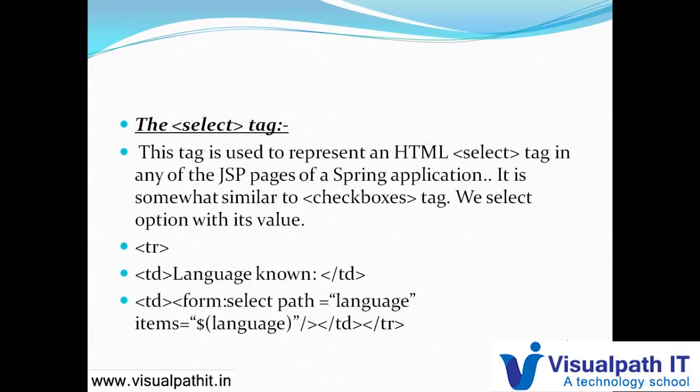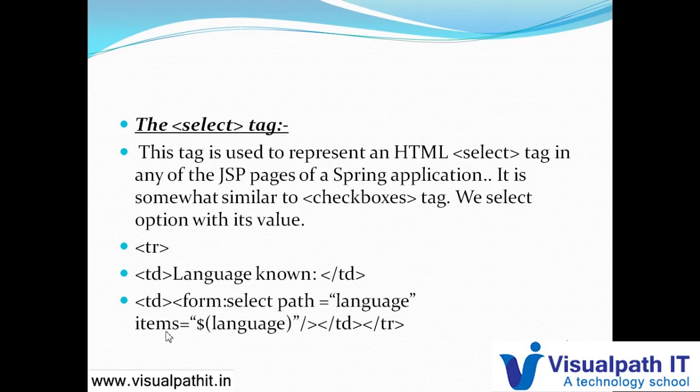Next is the most important tag, the select tag. This tag is used to represent the HTML select tag in any of the JSP pages of the Spring application. It is also somewhat similar to the checkbox tag, where we use the select tag for binding the selected value with its variable. For example, languages known: if we want to select the languages known, like Hindi, English, French, Kannada, or whatever, then we are selecting the language here. So it comes as form:select path is equal to language.